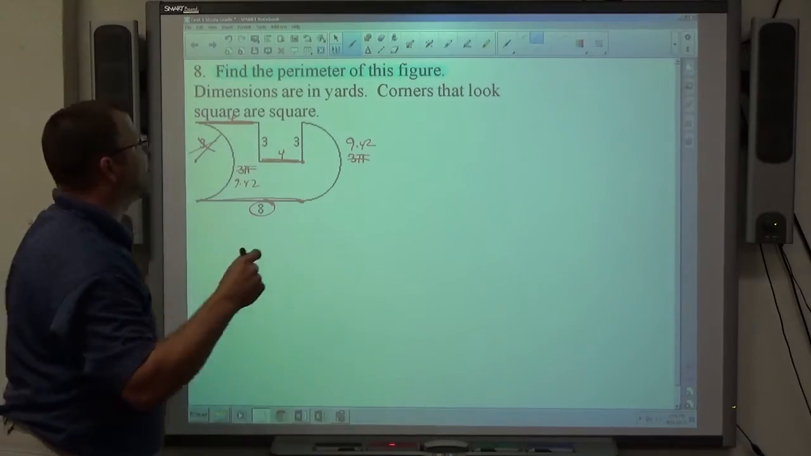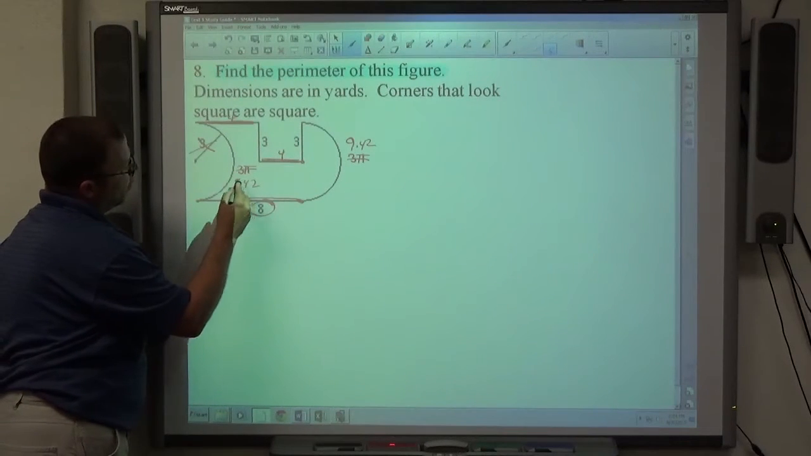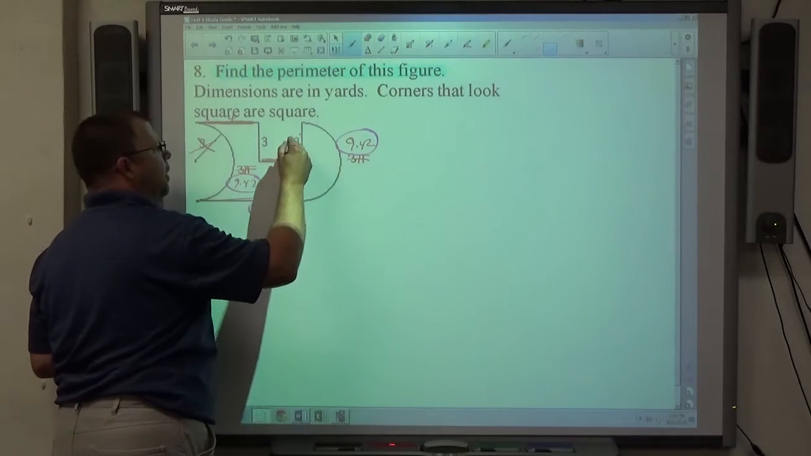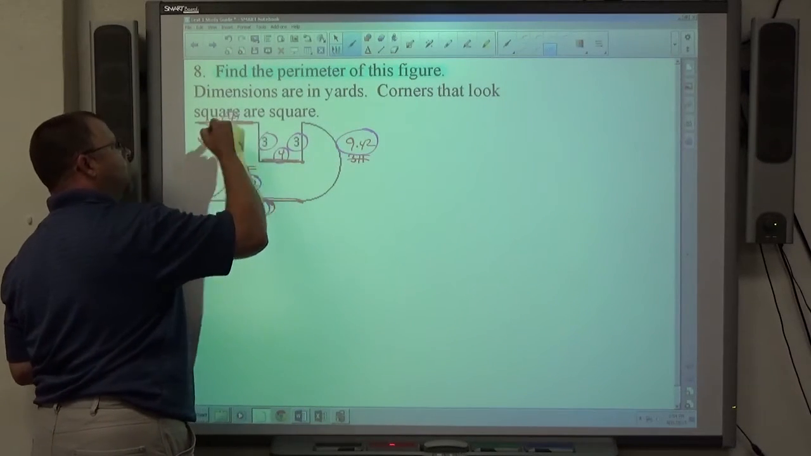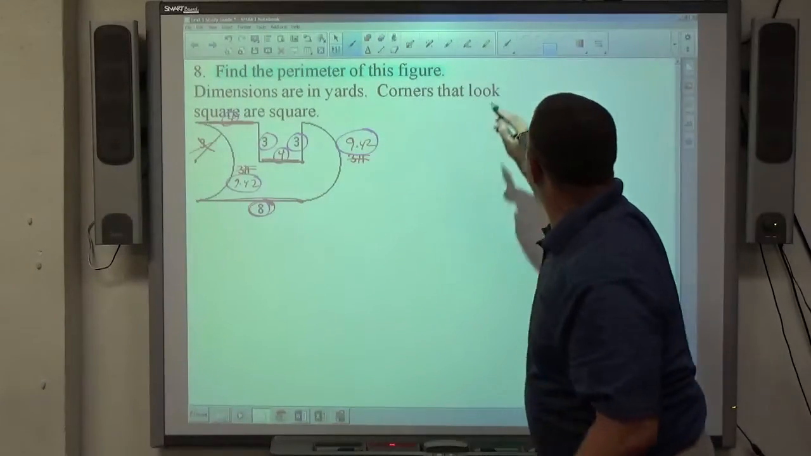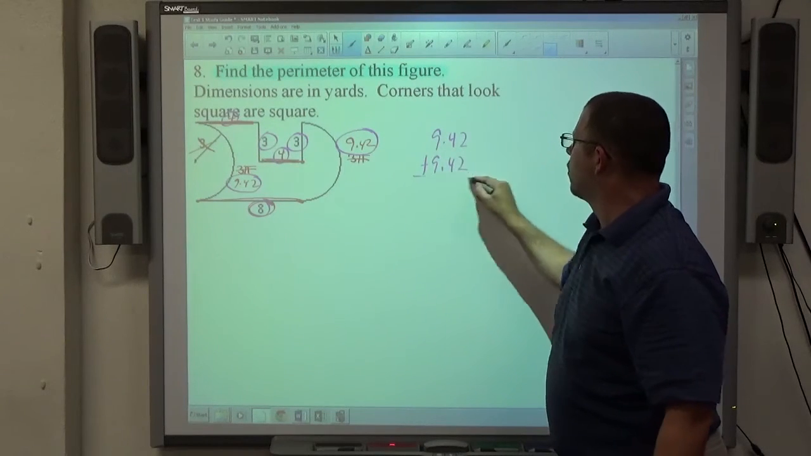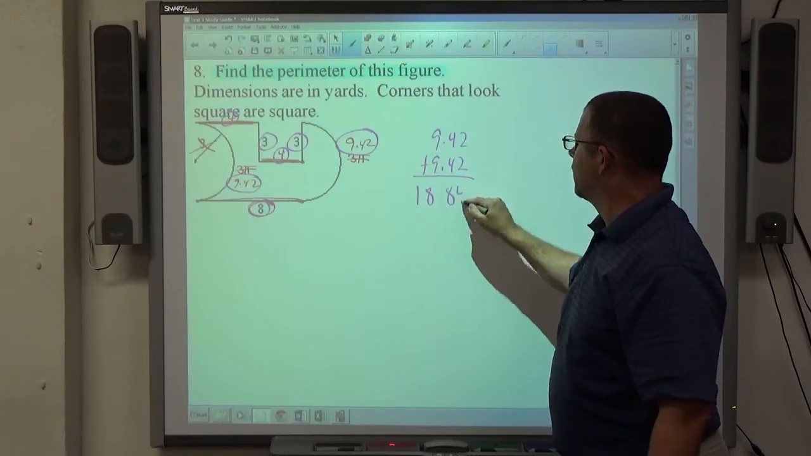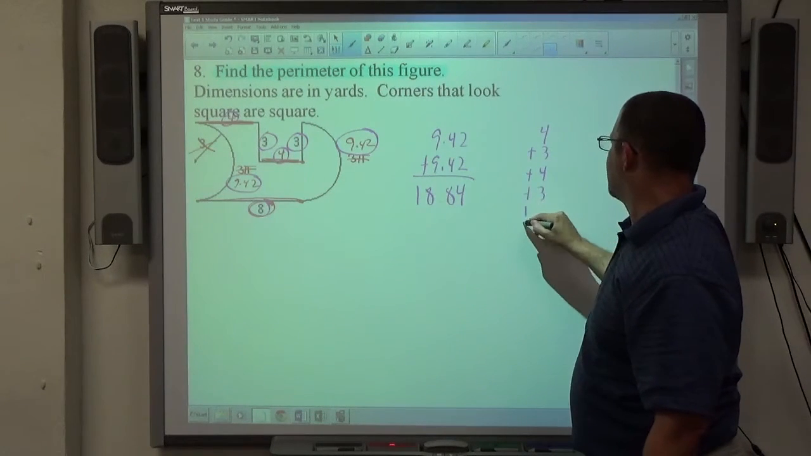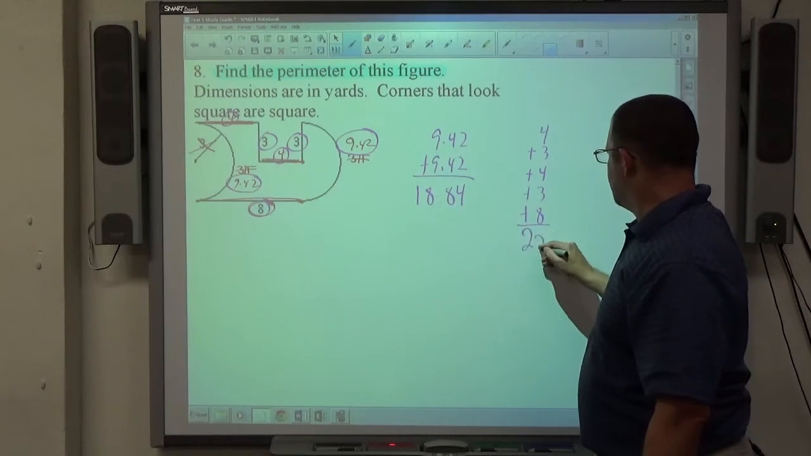So if I'm adding up all these sides that increase my distance around this weird looking pool that we have, 9.42 plus 8 plus 9.42 plus 3 plus 4 plus 3 plus 4. That's all the pieces that I have to add up. I would probably get the two decimal numbers, 9.42 plus 9.42 makes a total decimal value of 18.84. The non-decimal numbers are 4 plus 3 plus 4 plus 3 plus 8. 7 plus 7 is 14 plus 8 is 22.